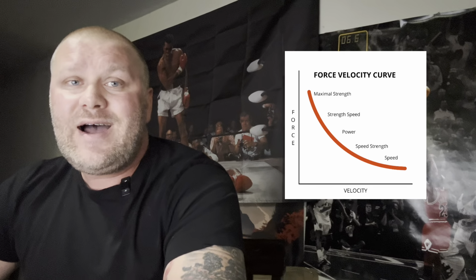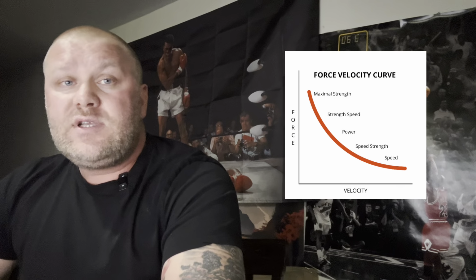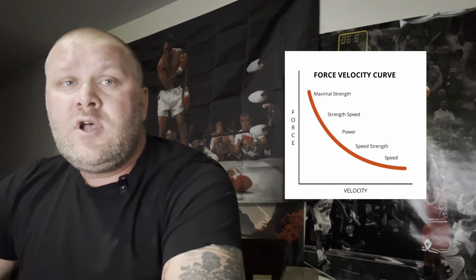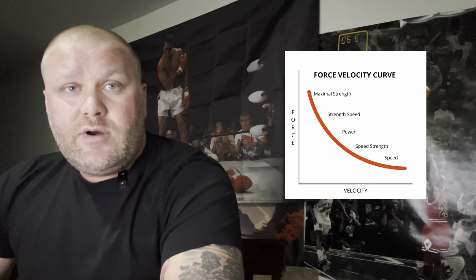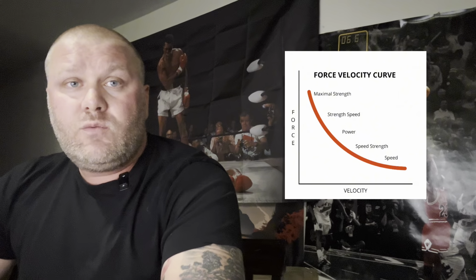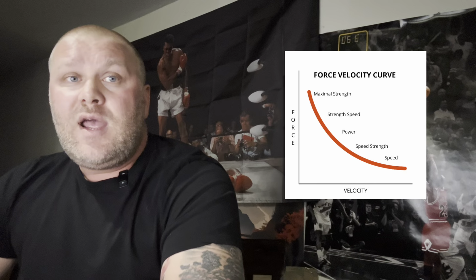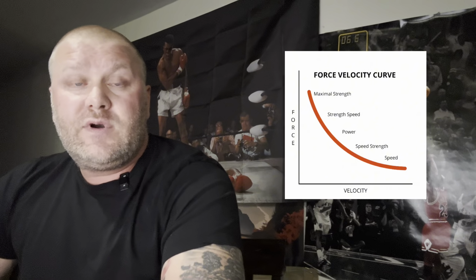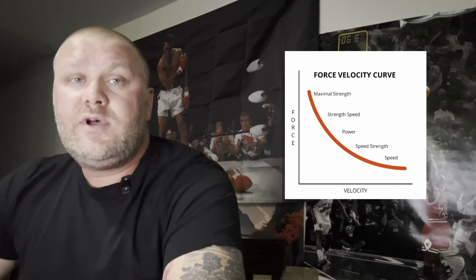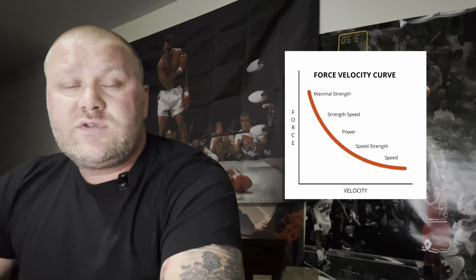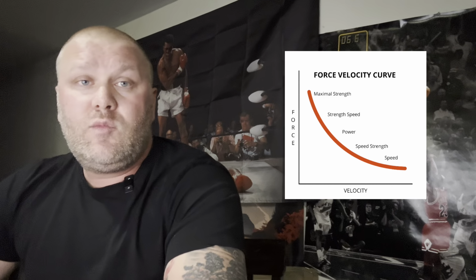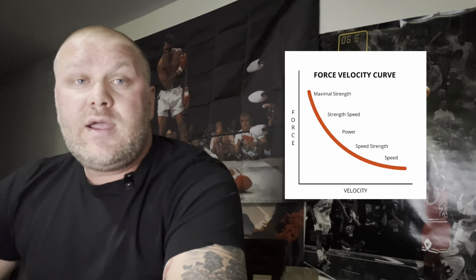So I'm going to make an entire separate video explaining the force velocity curve, but you can see here at the top of the curve we have maximal strength, which would be somebody who's very good at producing a lot of force. So for example, someone like a power lifter. At the bottom of the force velocity curve we have speed, or someone who's very fast, maybe like a 100-meter sprinter, for example.